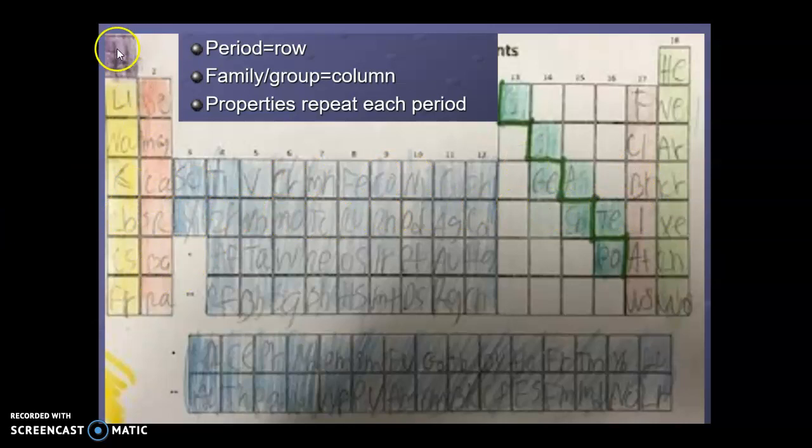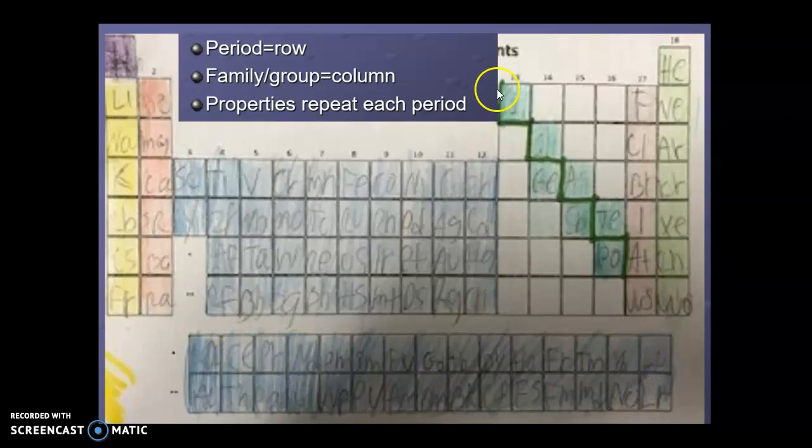So we've got hydrogen, we've got the alkali metals, we've got the alkaline earth metals. All of these here that are blue on this table are called transition metals or transition elements. So fill those in. Also, these down here are considered transition metals or transition elements.